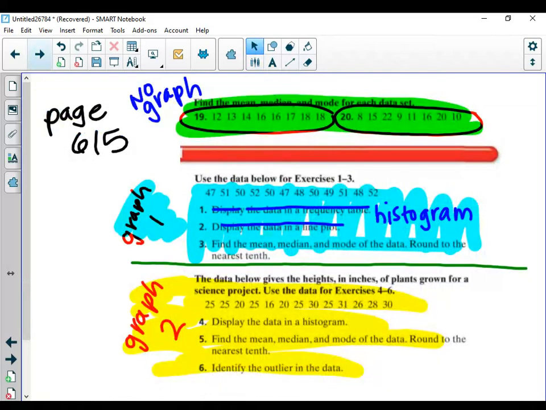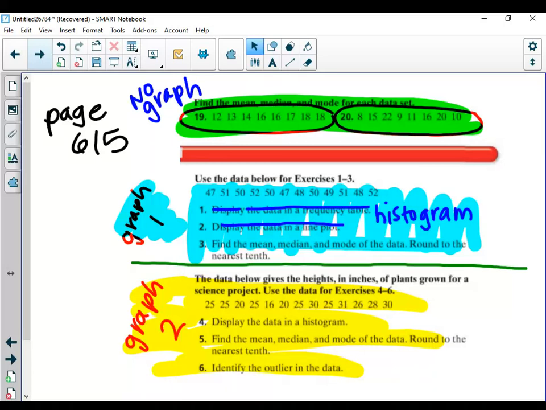The page 615 looks really goofy, so stick with me for a minute. First of all, it's on the bottom of the page, which almost never happens. And it's hard for me to say the numbers because they're kind of goofed up. So do you see 19 and 20? They don't ask you for a graph or anything. They ask you for mean, median, mode. So it's 19 and 20, but then it starts over at 1, which is goofy, I know.